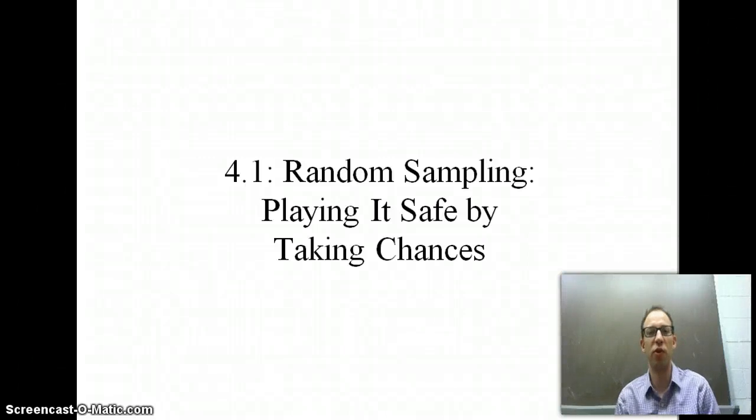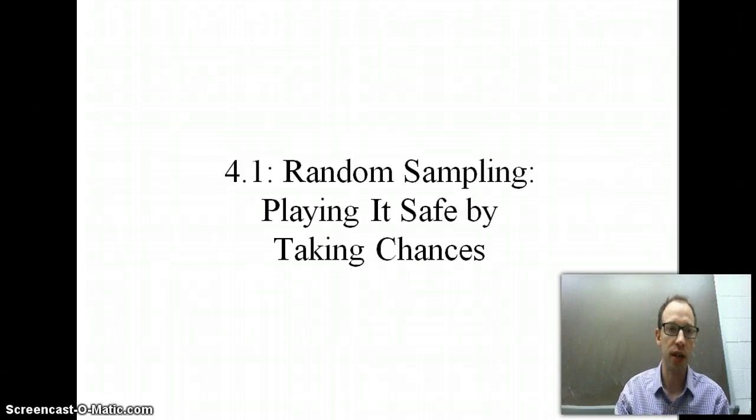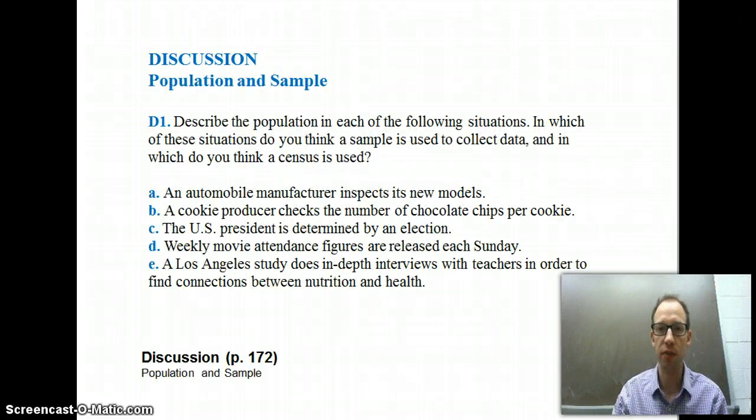Okay, hello. We're looking at section 4.1 on random sampling. One thing I've gotten feedback on from some of the class is that, at least for the discussion questions in the text, it might work well for a face-to-face class, but with online, you're reading it through and don't really have any interaction. So I'm going to be your interaction, so you don't just sit there reading to yourself.